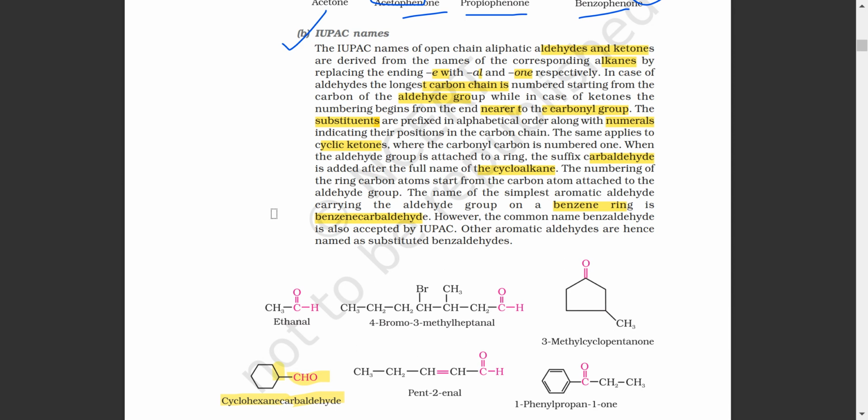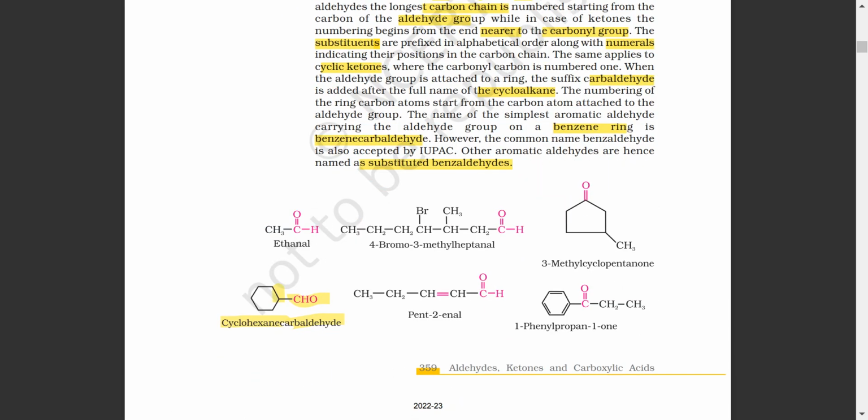Other aromatic aldehydes are hence named as substituted benzaldehyde. बाकी aromatic को कैसे करते हैं? हम लेते हैं, as say, the main thing will be the benzene और उसी का substitute, हमारे different derivatives of benzaldehydes आते हैं.